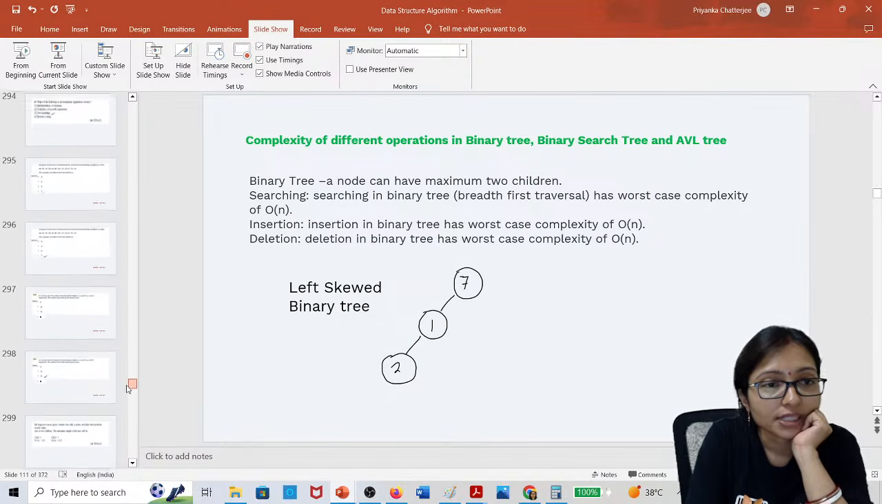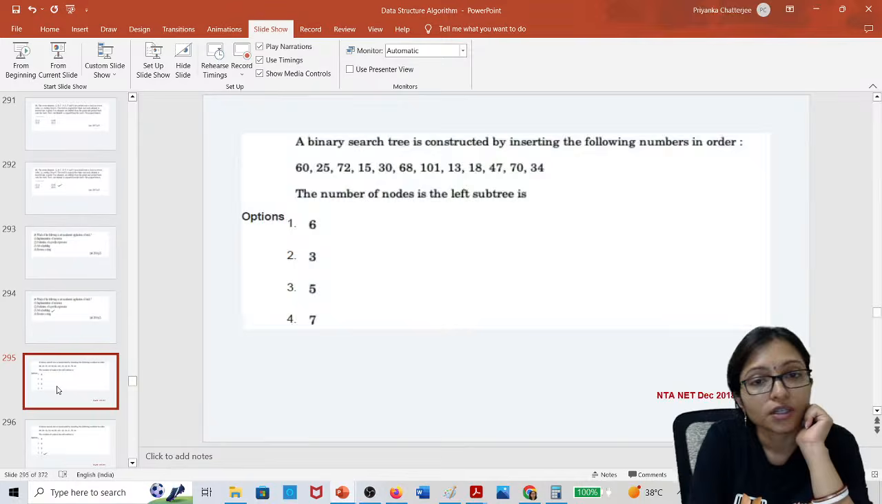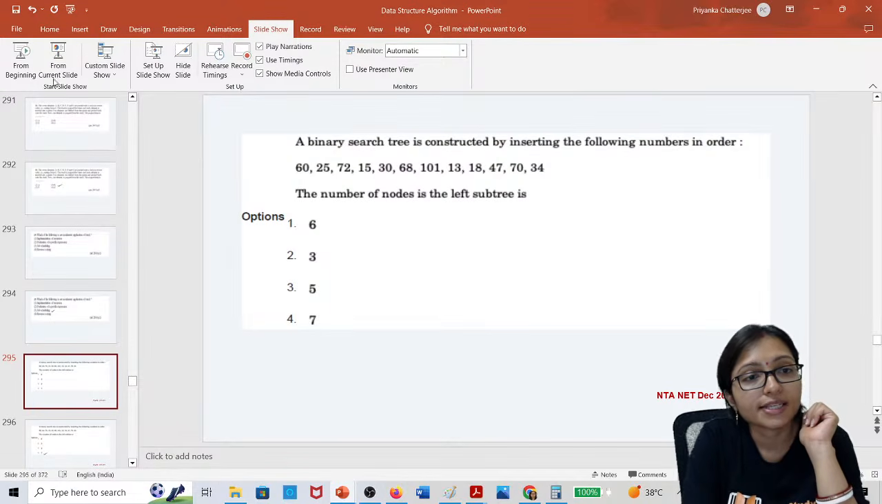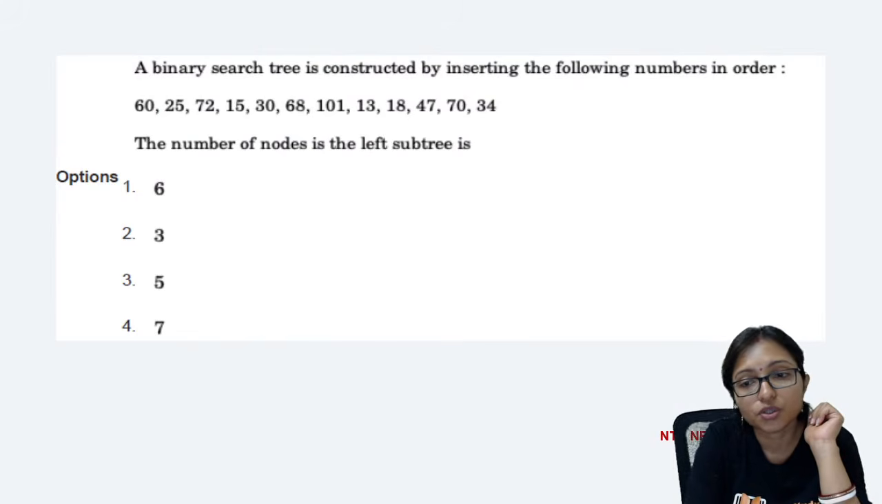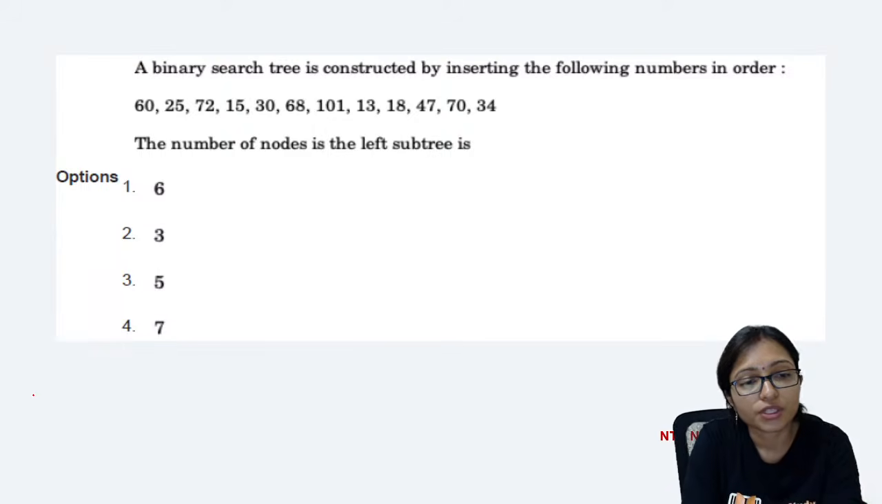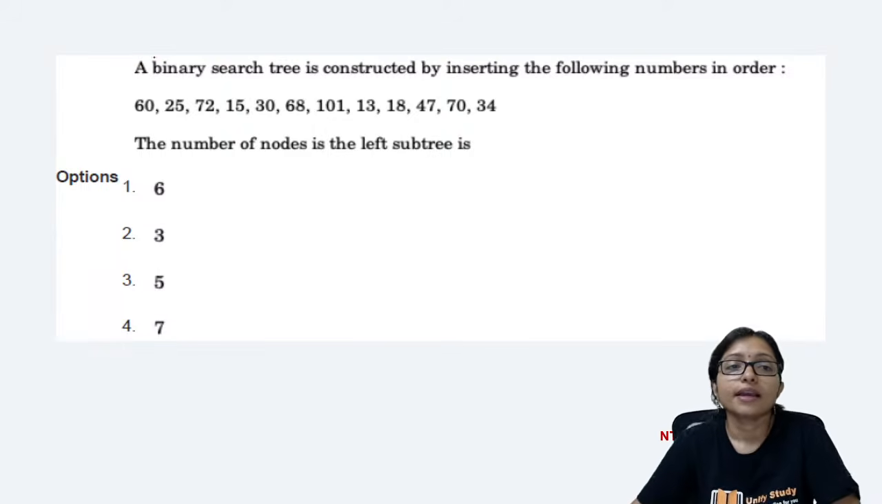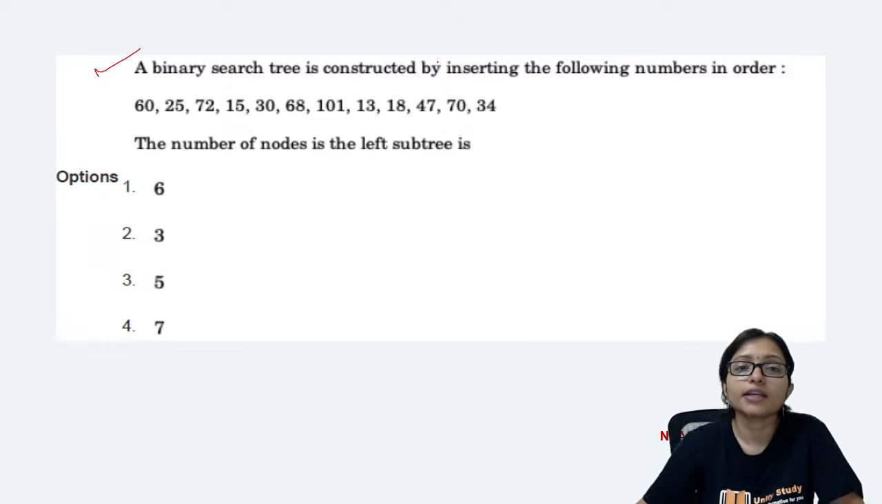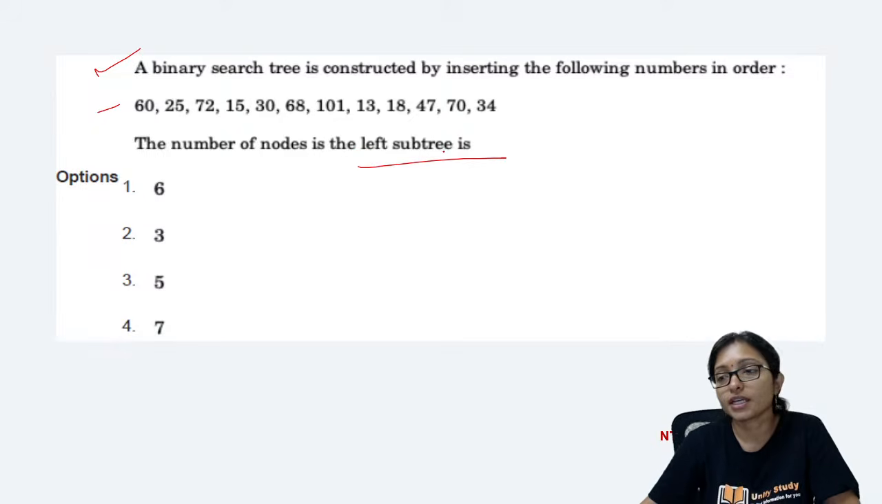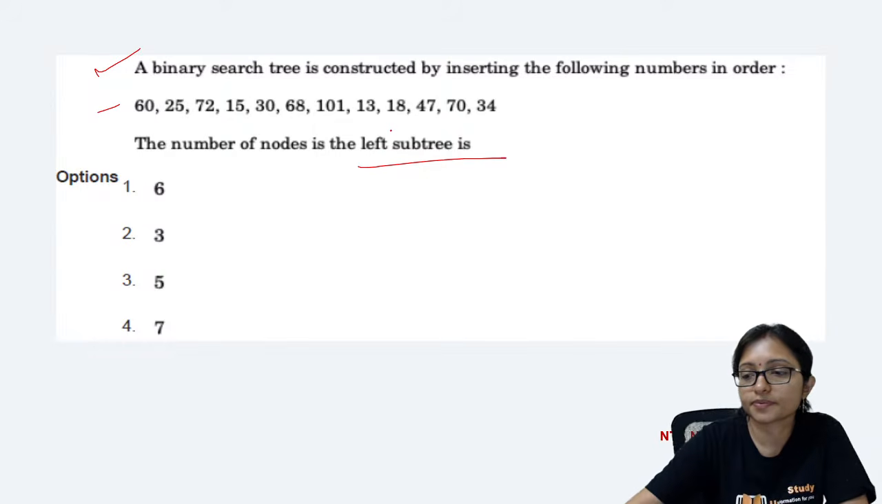I will ask you an easy question. So it is a binary search tree question. Do this one. Here, an easy one. A binary search tree is constructed in the following order. Then how many left subtrees are there? What will be the number of left subtrees?